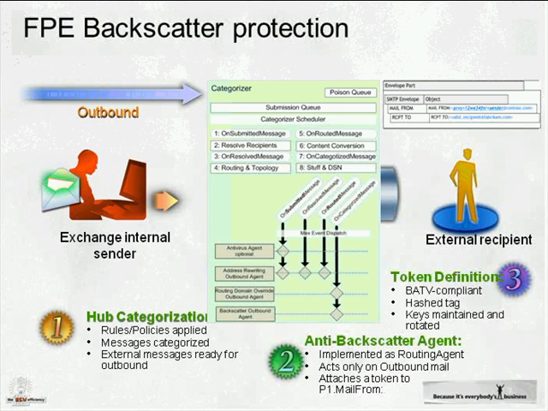As such, the systems that generate email backscatter can end up being listed on various DNS RBLs. The root cause of the problem is mail servers accepting emails which, after further checking, they refuse. Forefront Protection for Exchange provides backscatter protection with hub categorization, with rules and policies applied, a special routing agent that acts only on the outbound mail, and token identification definition with keys maintained and rotated to protect from the bounced emails.